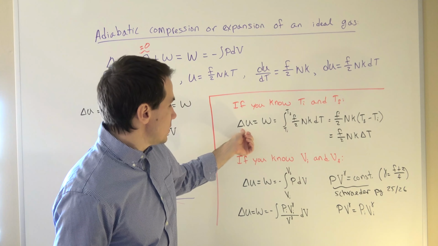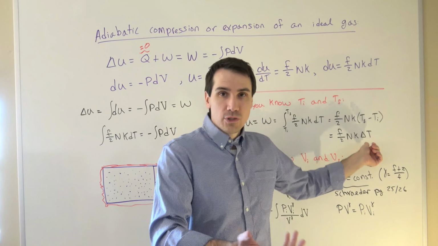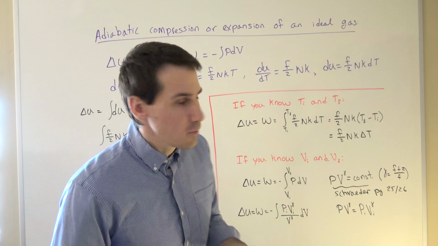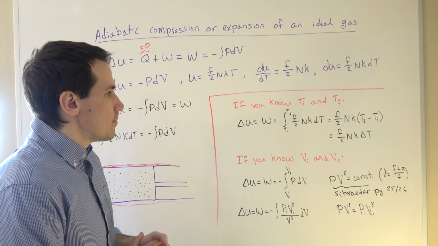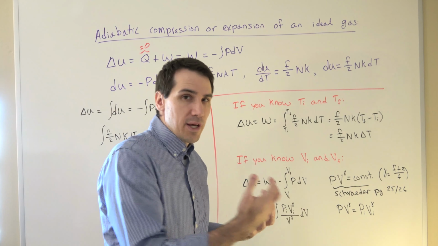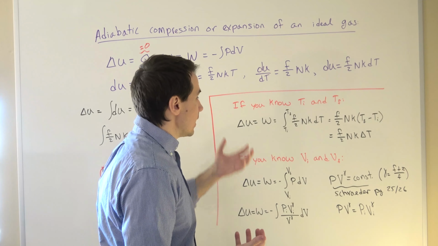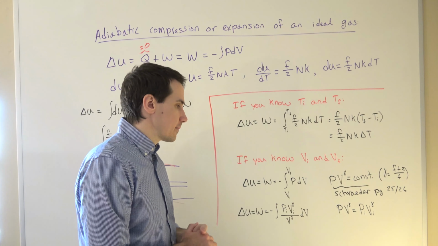And so our change in energy just looks like our change in temperature multiplied by a constant, which is exactly what you would guess from looking at this equation anyway. So calculating the work done in compressing or expanding an ideal gas, if you know the initial and final temperatures, you can just use this.